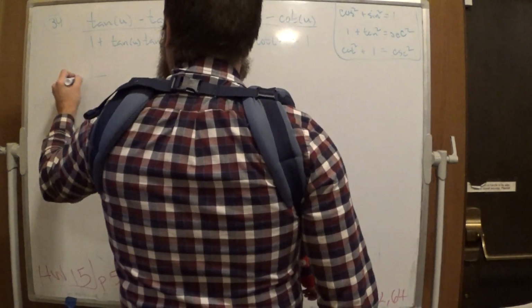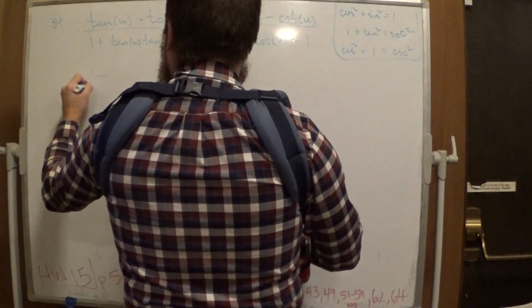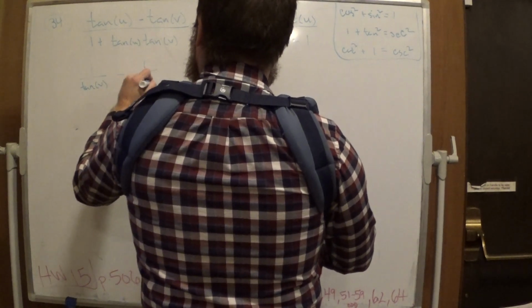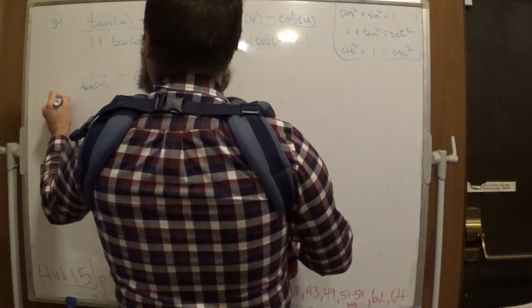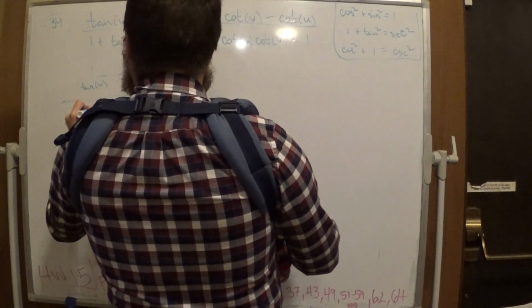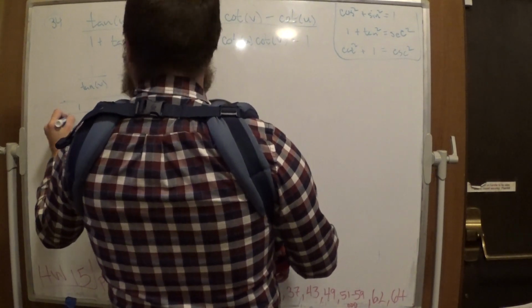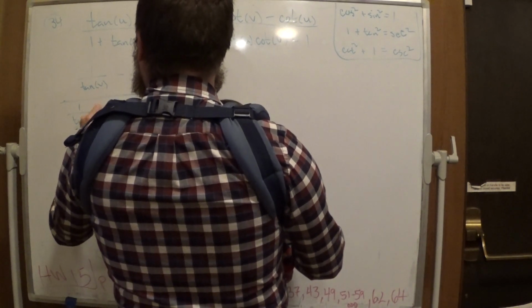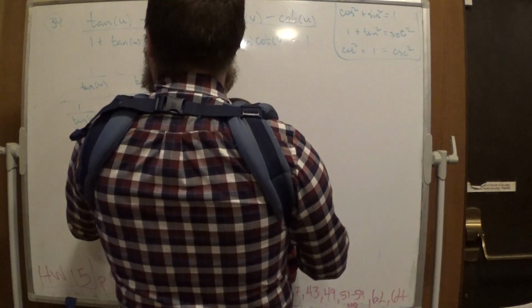So I'm going to say 1 over tan V minus 1 over tan U, all over 1 over tan U times 1 over tan V minus 1.